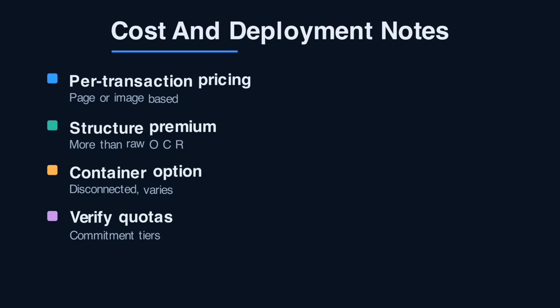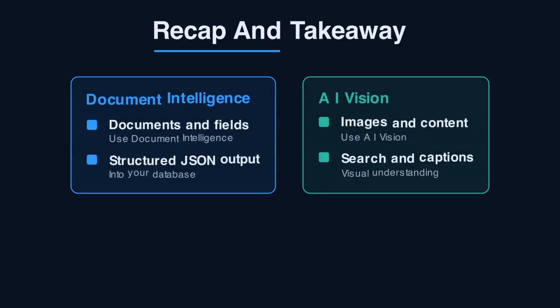Also watch quotas. High volume batch processing may need a commitment tier rather than pay as you go. Here's the one rule to remember. If the input is a document and you need its fields and structure, reach for Document Intelligence. If the input is an image and you need to understand or search its visual content, reach for AI Vision. They overlap only on raw optical character recognition, and there it's fine to use either.